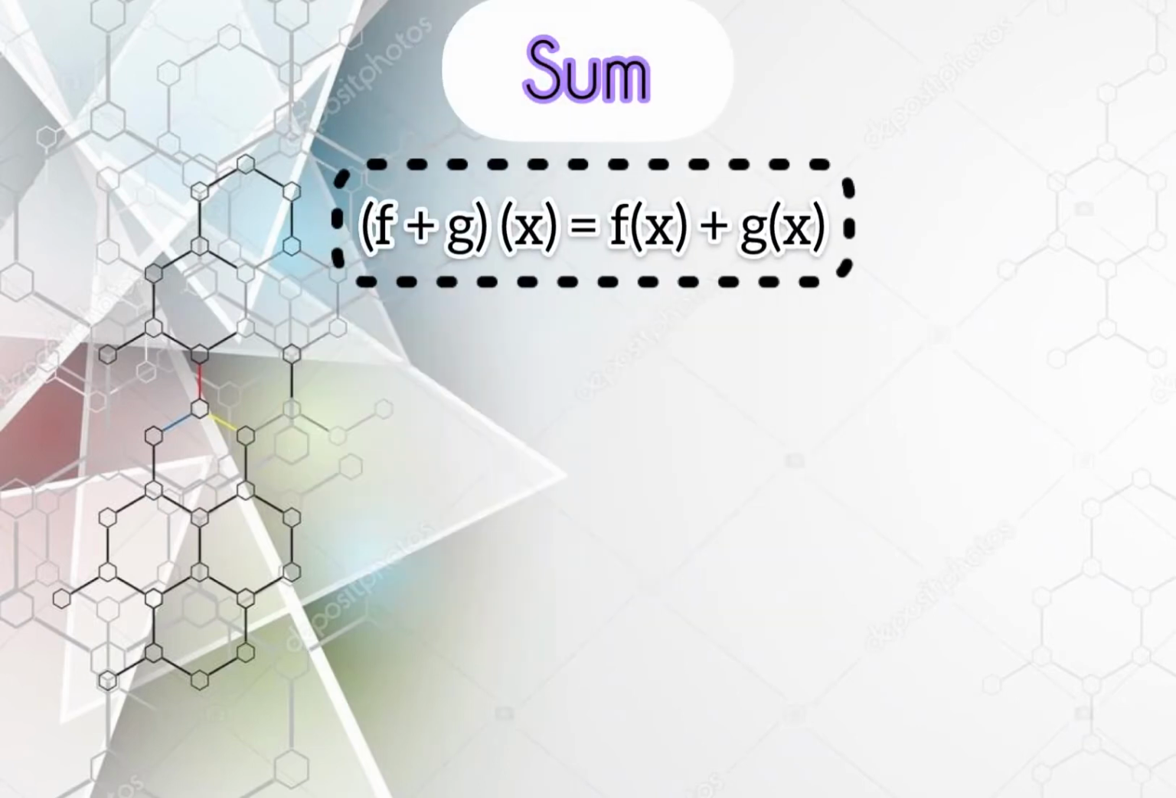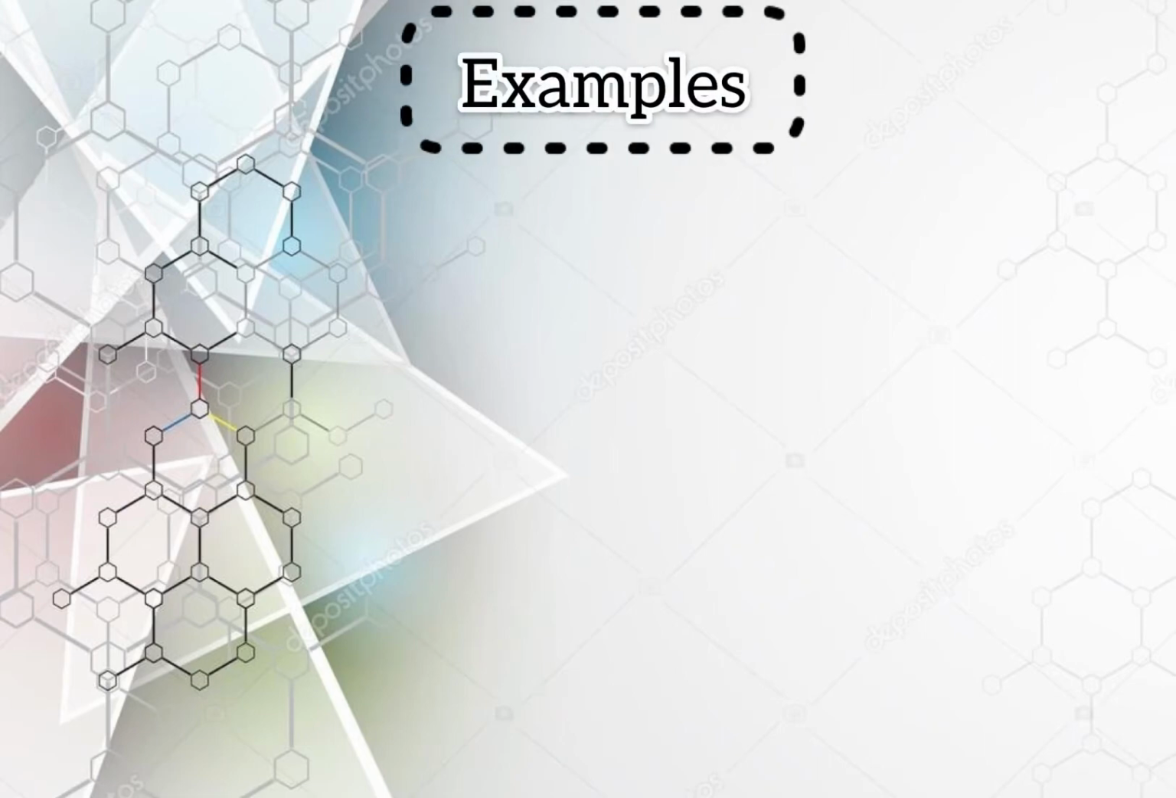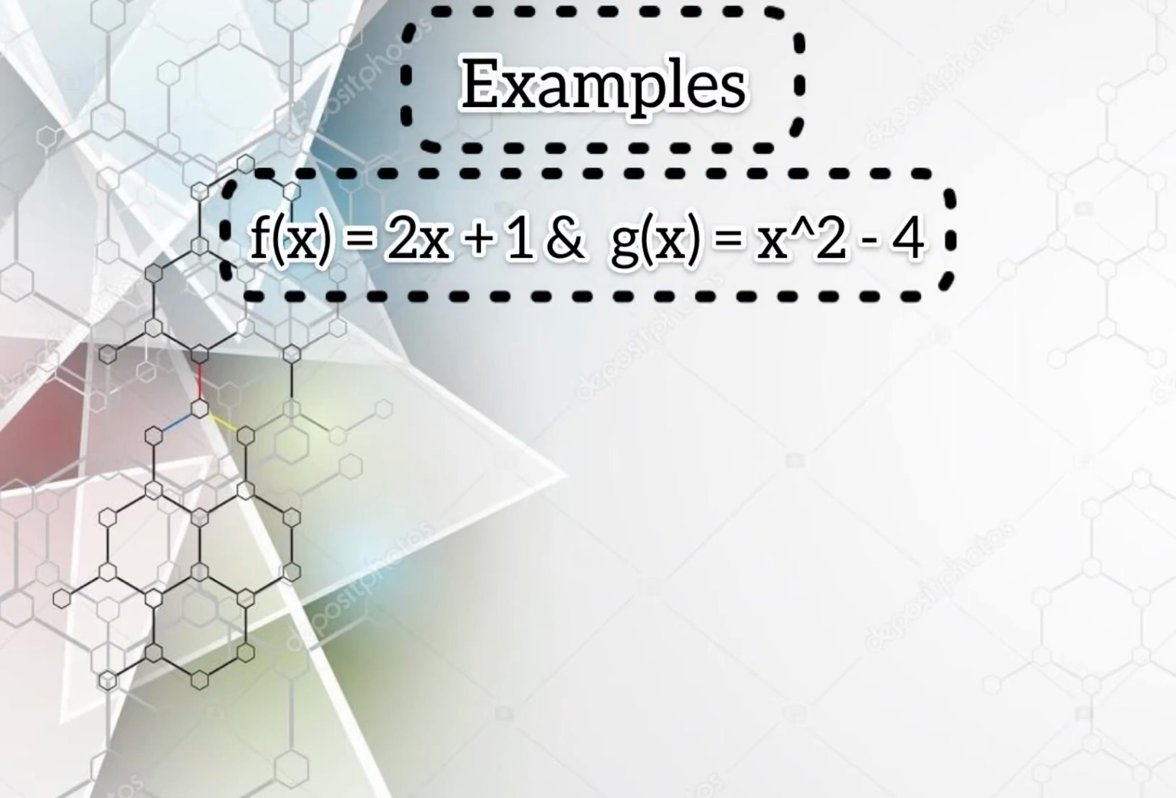First, sum. The formula is the following one. Parentheses f plus g, parentheses of x, is equal to f of x plus g of x. To see how the formula of the added function works, let's do an example. Here we have f of x is equal to 2x plus 1 and g of x is equal to x to the second power minus 4.